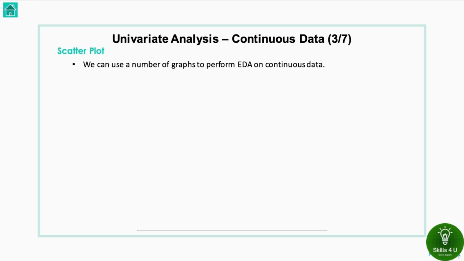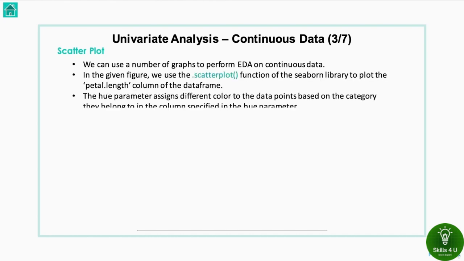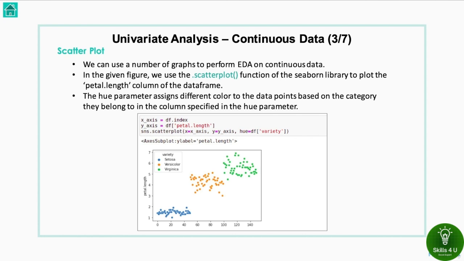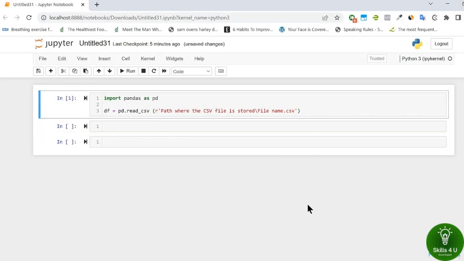Scatter plots can be used for the exploratory data analysis of univariate continuous data. In the given figure, we plot the petal length variable of the data frame using the .scatterplot() method of the Seaborn library. We learn that virginica plants have greater petal lengths as compared to the other two varieties. In this tutorial, we will use scatter plots for the univariate analysis of the continuous data.